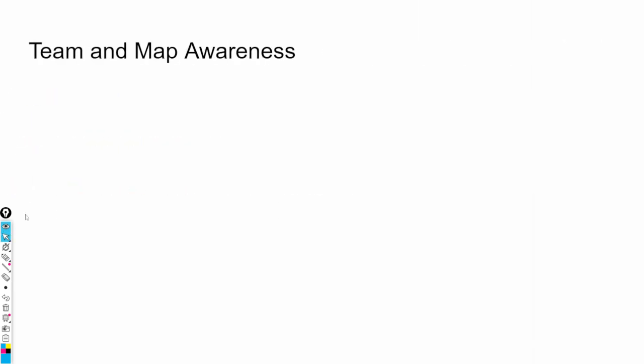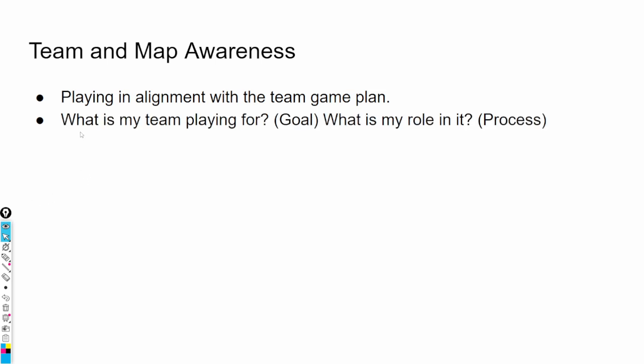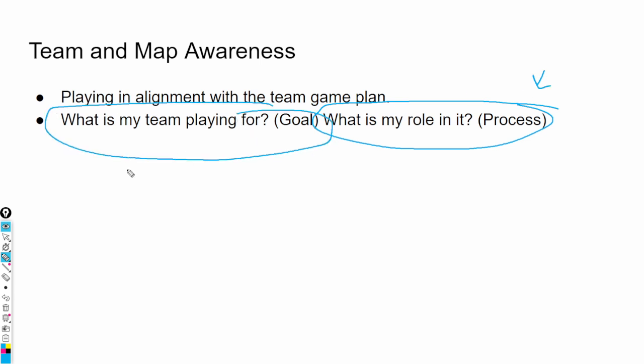Next up is going to be the team and map awareness. So usually we want to be thinking about what the team game plan might be and what objectives they might be playing for, or what plays they might be going for that might require our attention. So if we know what our team is playing for, we need to also ask ourselves what our role is in the play. And we see this yet again, that our role in it is the process, and what our team is playing for is the goal.